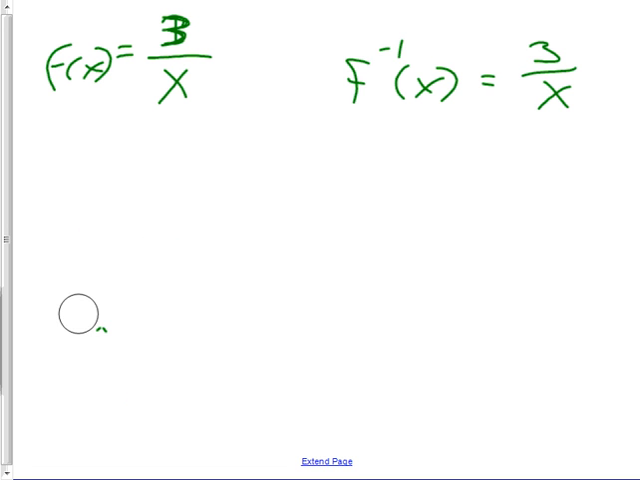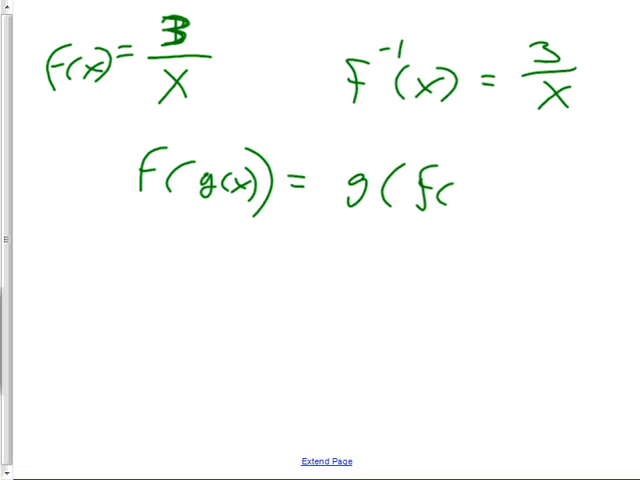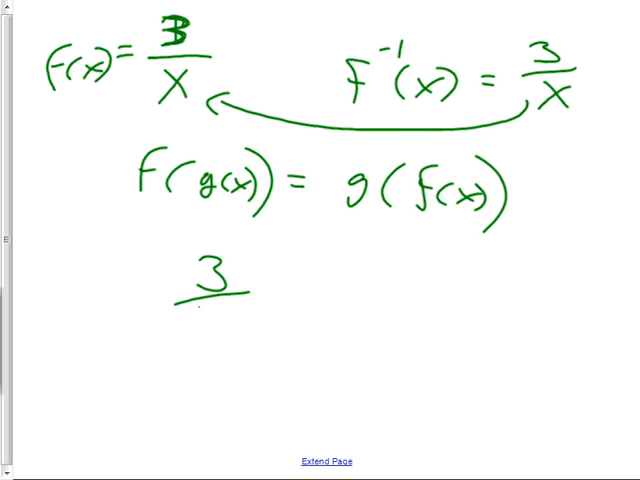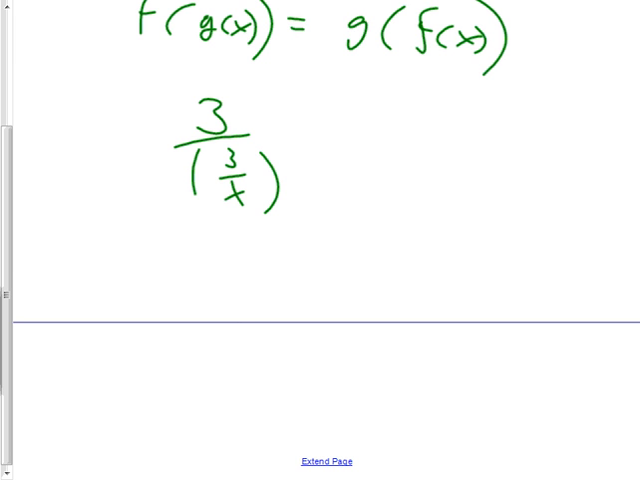So f of g of x is equal to g of f of x. You put the one inside the other, the g's going into the f, so this one's going into this one, so it's 3 over empty spot, 3 over x, and then I have to simplify that, so 3 over 1. Well, you know what? I can tell it's just going to be x. I'm going to put an x here. Guess what happens when I grade it?